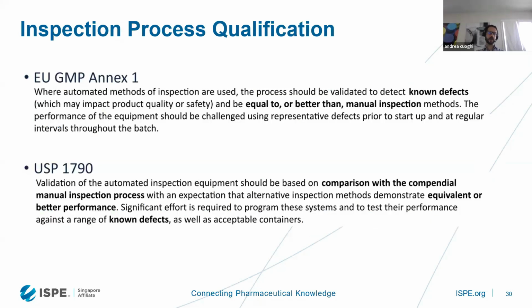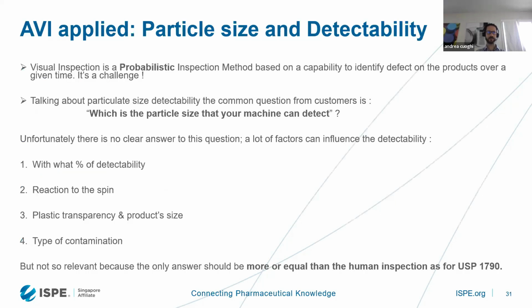Annex 1 from European Pharmacopeia and USP 1790 say the same about the quality, let's say the expectation, of the result of these inspections. And they say that the inspection methods must have a result equal to or even better than manual inspection. So this is a very important chapter because it says what should be the performance of an inspection method. So it has always to be compared to human visual inspection.